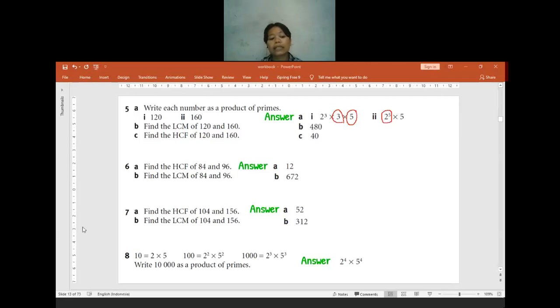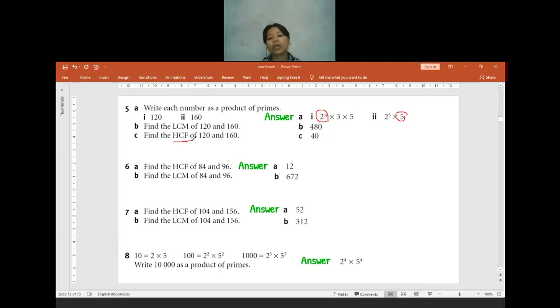For the HCF, I have to take the common number with the lowest power. There are two options for number 2: 2 to the power of 3 and 2 to the power of 5. Because I have to take the lowest one, I will take 2 to the power of 3. For number 5, both of them are the same, so I will just take 5. One number of 5, so I will do 2 to the power of 3 times 5, which equals 40. It will be the HCF.